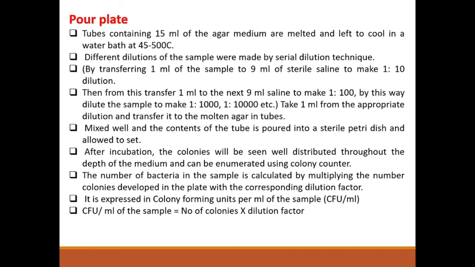Here first you have to prepare the agar medium in tubes. In test tubes you have to prepare 15 ml of the agar medium, or 15 to 20 ml of the agar medium, and you have to sterilize it. Then after that you have to cool it by keeping it in a water bath set at 45 to 50 degrees Celsius, because we have to pour. After that we have to pour.